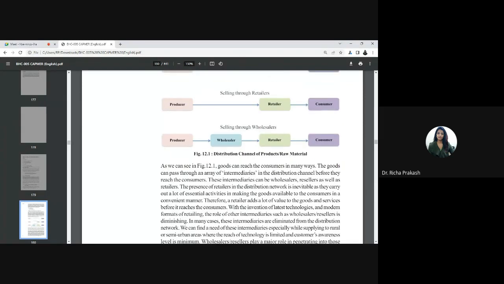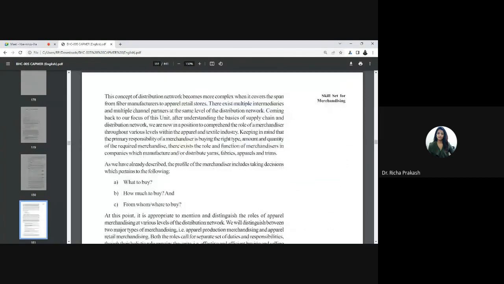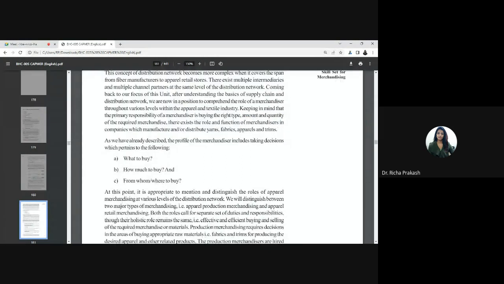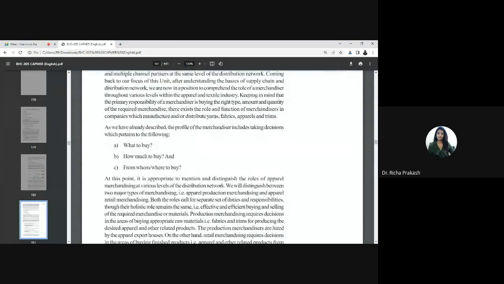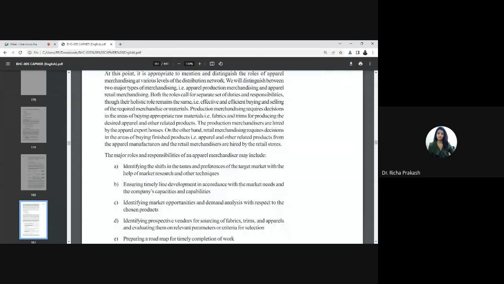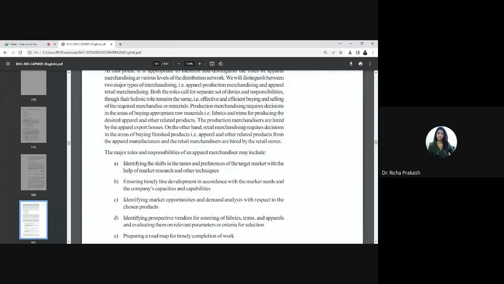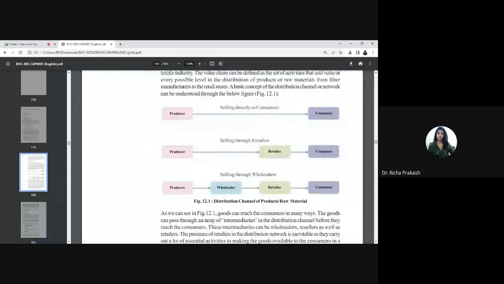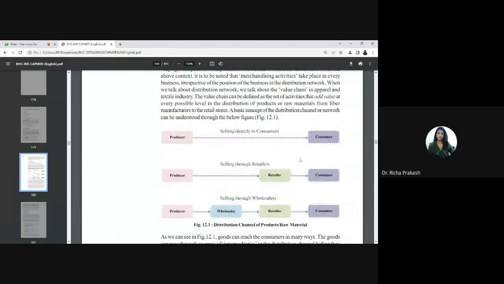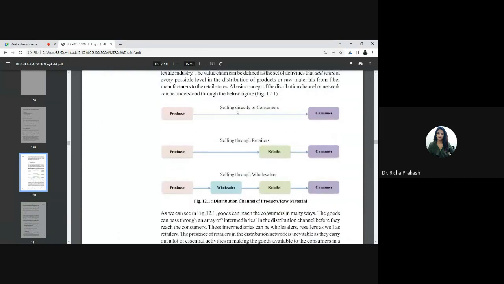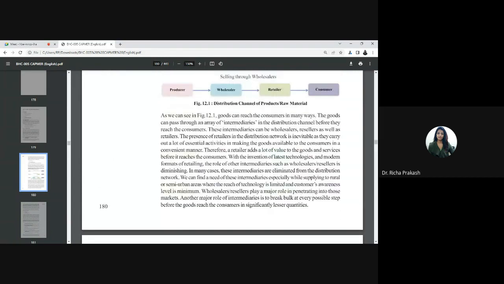But this is how the distribution channel works, because every producer can't go to a single consumer or customer and sell his or her own products. Now there are certain major roles and responsibilities, and once again, I'm just letting you know that this is a short answer type question. So remember, if this question comes in the exam, you have to draw this chart. Without this, if you just write it, it's not going to help.